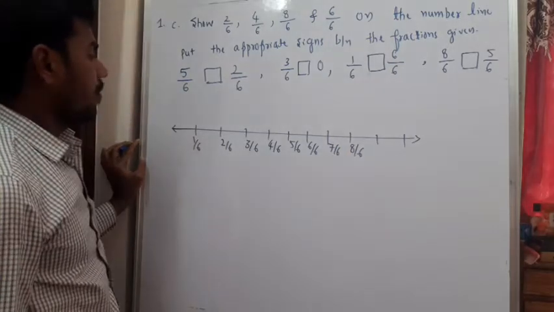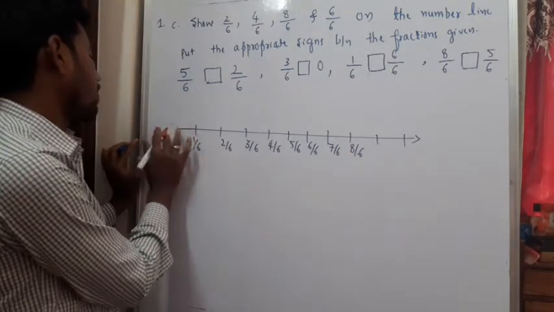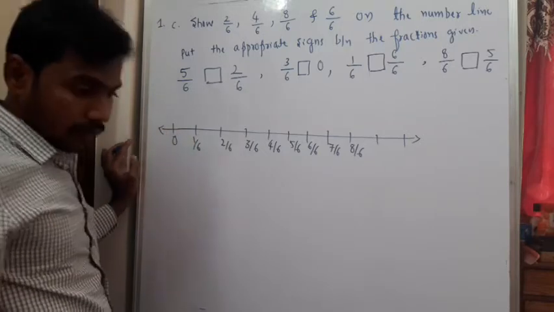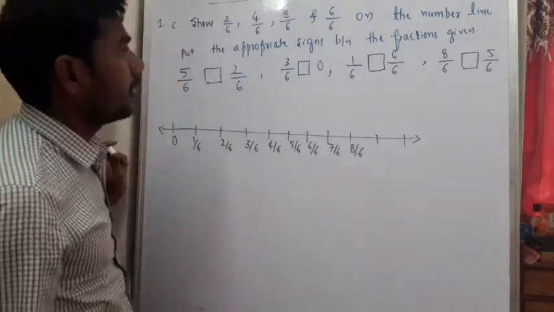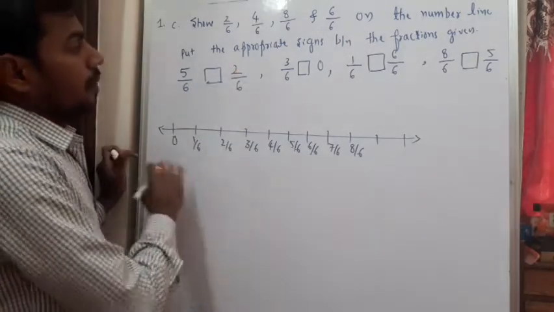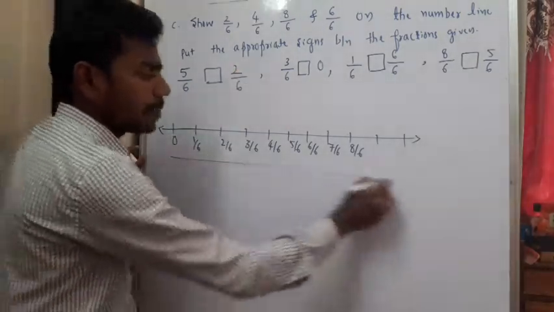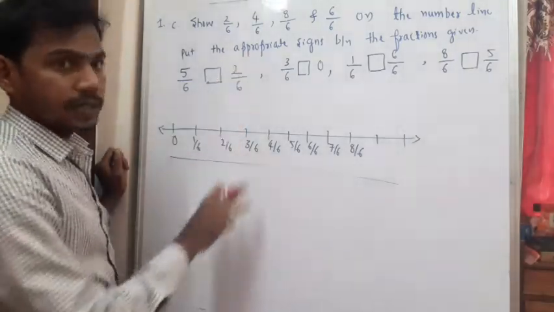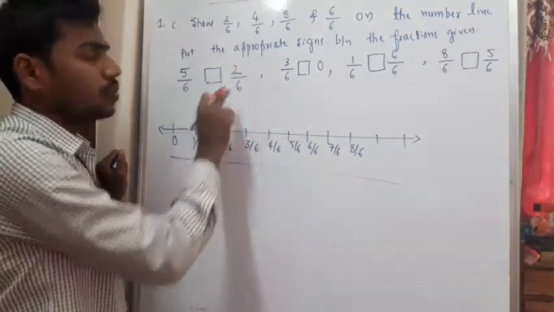So from where we have started? From 0 we have started, and we need to show them on the number line. We have shown it, and after that, based on this, we need to answer the questions. 5 by 6, 2 by 6.